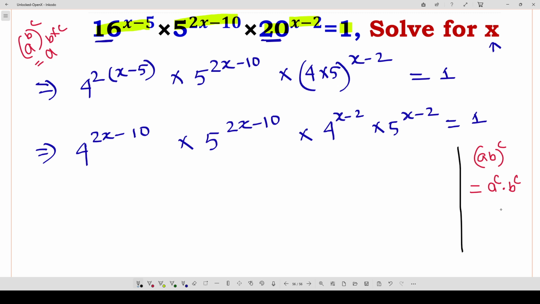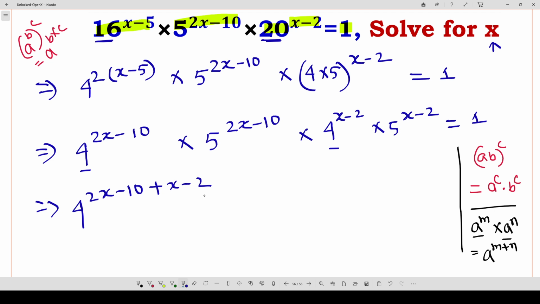We also know another thing. Here is a to the power m times a to the power n. Once the bases are the same, in a product the powers will be added, meaning m plus n. So we can write this one. Here is a 4, here is a 4, the bases are the same. So we can write 4 to the power 2x minus 10 plus x minus 2, the same thing times 5 to the power 2x minus 10 plus x minus 2 equals 1.